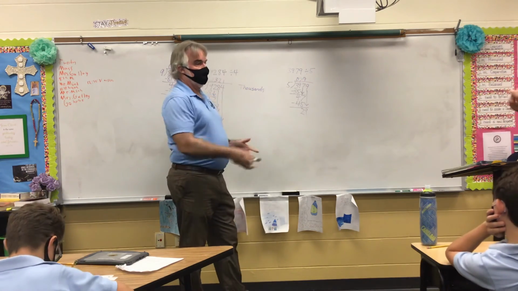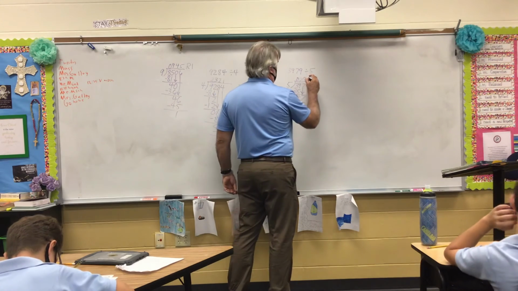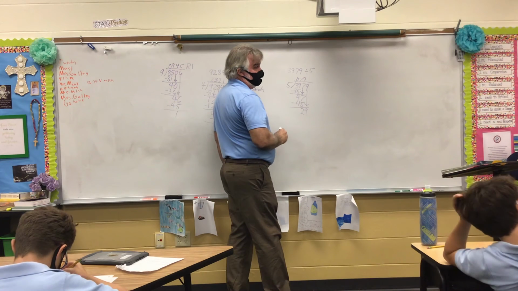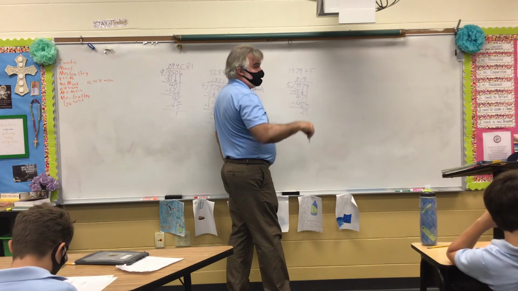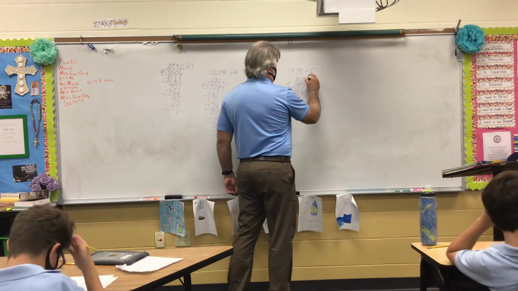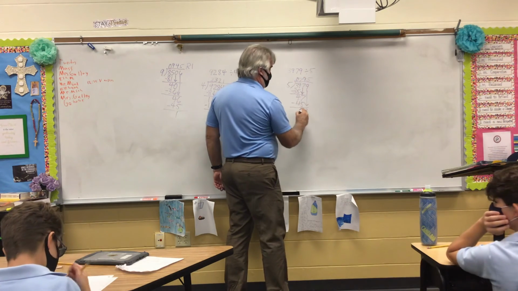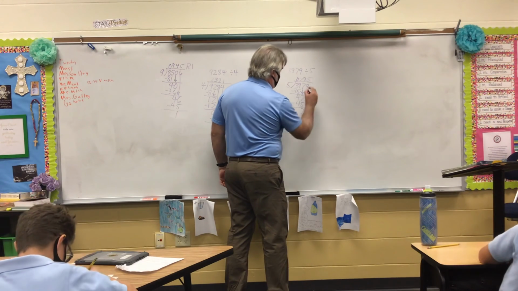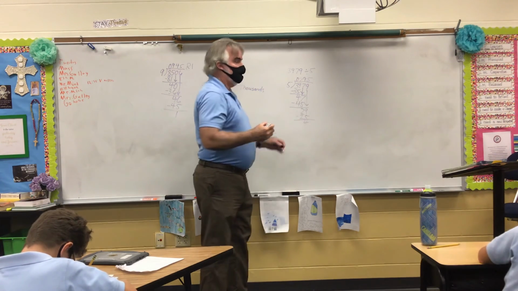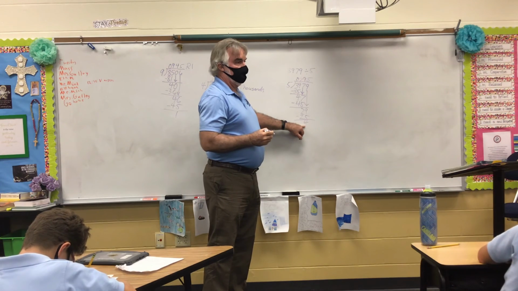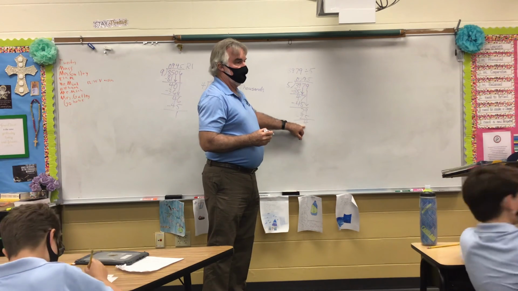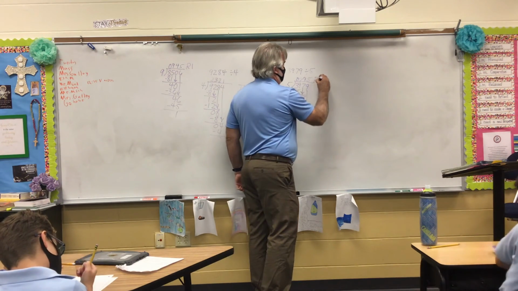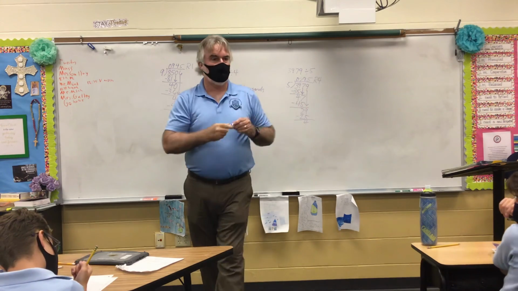Okay? 5 into 29, Zach or Colton? 6? Nope. 6 would be 30. It's too much. So if it's not 6, go down 1. 5. 5 times 5 is 25. Subtract. I got 4. R4. Nothing more to bring down. So R4? Can I have 4 as a remainder? Yes. Why? It's less than 5. So put R4.